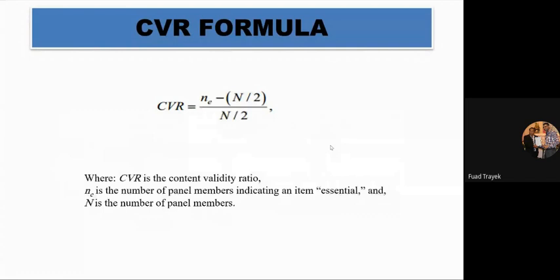For example, I send the questionnaire to be validated by 20 experts. For the first question, there were 15 experts who said this item is perfectly matched. So in order to calculate the CVR, it is 15, the number of people who said this item perfectly matches, minus N divided by 2, which is 20 divided by 2, which is 10, all divided by 10. So 15 minus 10 is 5, divided by 10, which is 0.5. So the CVR value here is 0.5.